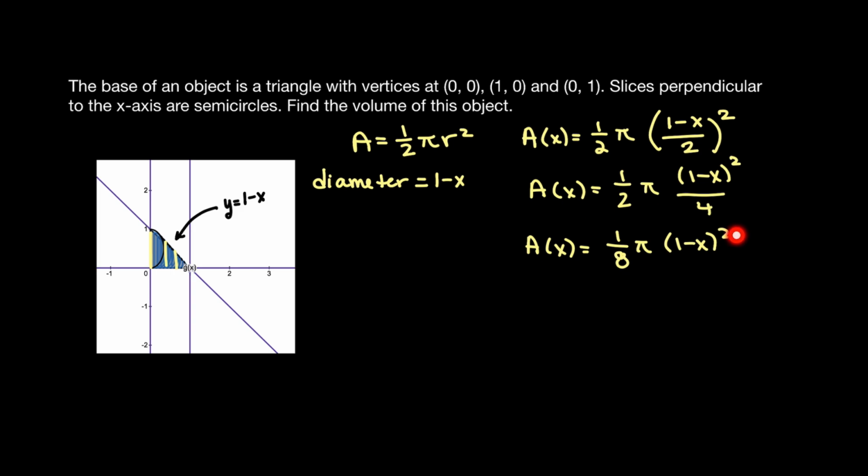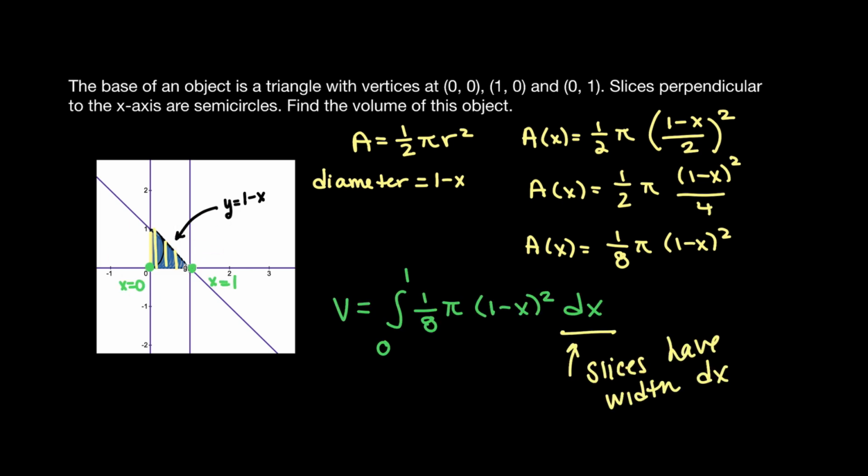And so that is a function that gives me the area of each of those semicircles in terms of x, depending on where we are in this object. So to find the volume, I'm going to add up those areas. So I'm going to integrate 1/8 pi (1 minus x) squared dx. Looking at my picture, we are starting at x equals 0. Our slices start at x equals 0, and they stop at x equals 1. So my bounds of integration are going to go from 0 to 1.